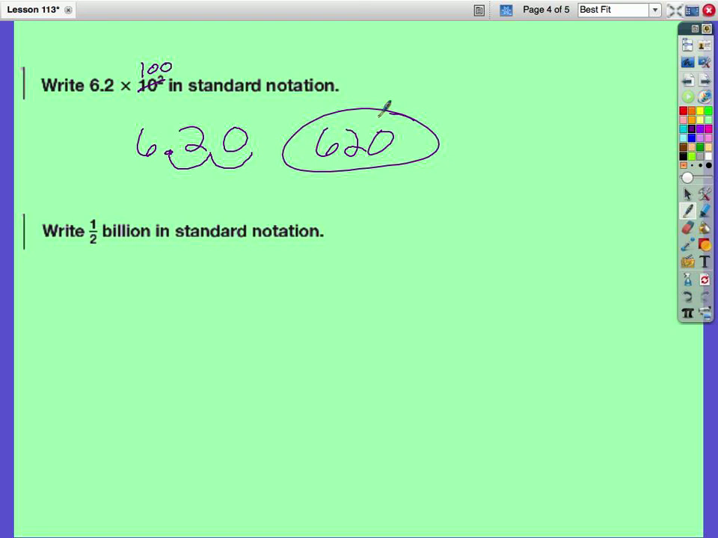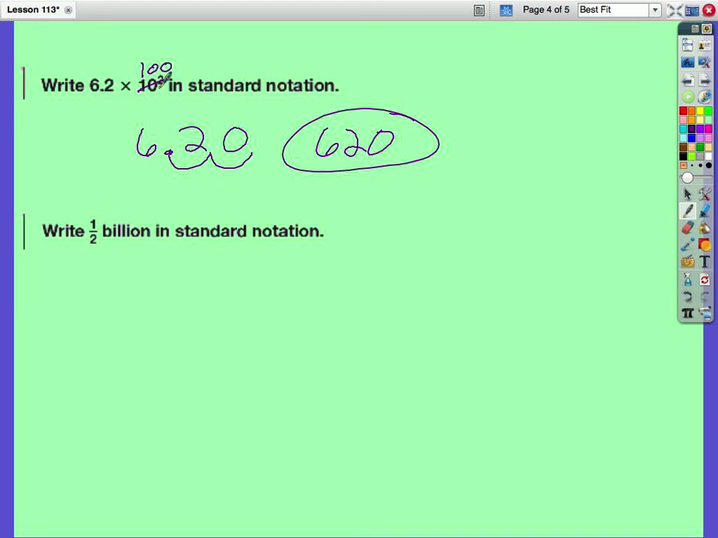Okay. If I wanted to, I could just take that squared, and that tells me how many places to move the decimal point. So rather than finding that is 100. Okay. Now, the next question says, write 1/2 billion in standard notation.